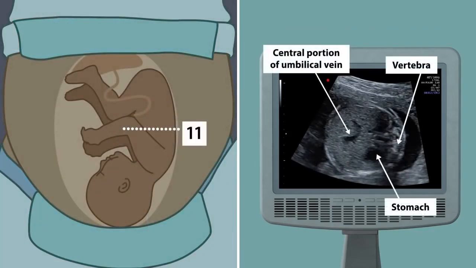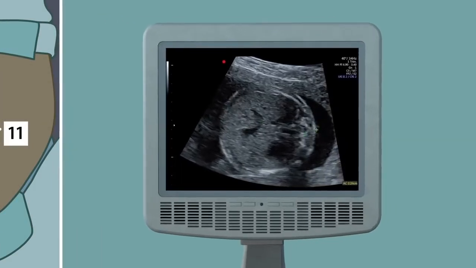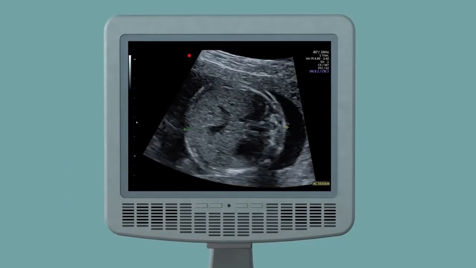Plane 11 is where the landmarks visible are the stomach and a small central portion of the umbilical vein. Place the ellipse caliper on the outer edge of the abdomen to measure the AC.